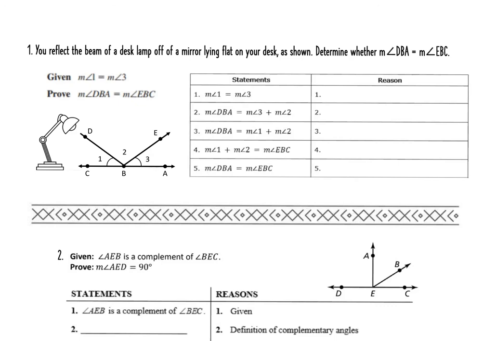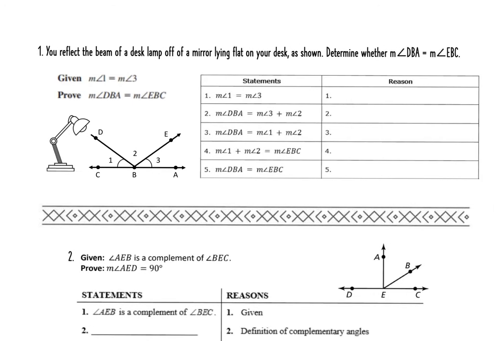It says, you reflect the beam of a desk lamp off of a mirror lying flat on your desk. Determine whether the measure of angle DBA is equal to the measure of angle EBC. Right, measure of angle DBA is equal to measure of angle EBC.